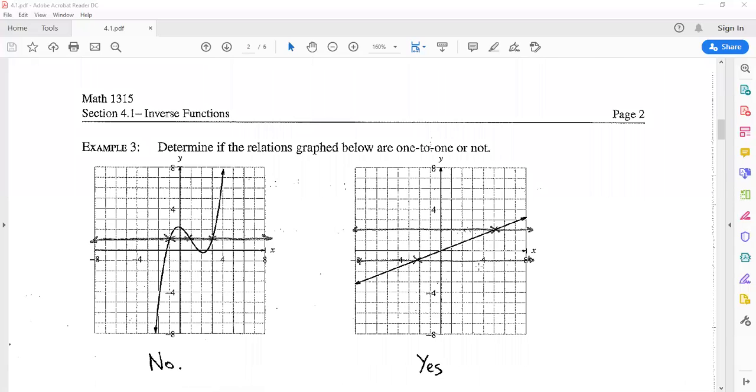Okay, this next one, though, looks like it's fine. I've drawn a couple of horizontal lines here, and it looks like no other horizontal line I might draw is going to cross this more than once, right? This looks like the graph of a line. So this one is one-to-one.